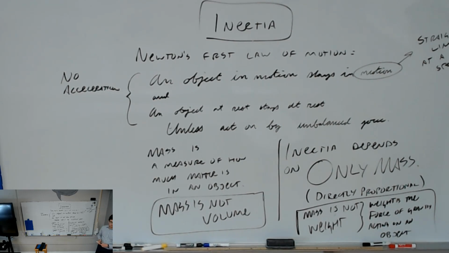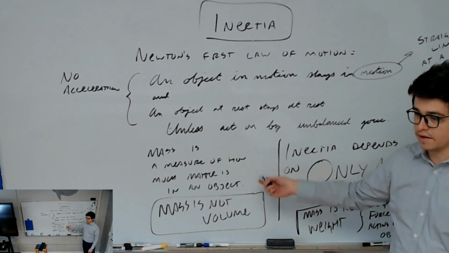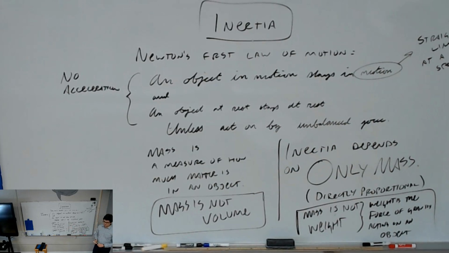It'd be different if we were on a different planet. Exactly. If we went to, say, the moon, would our weights be the same? No. But would our masses be the same? Yeah, because we still have the same amount of matter. We just have a different force of gravity acting on us.